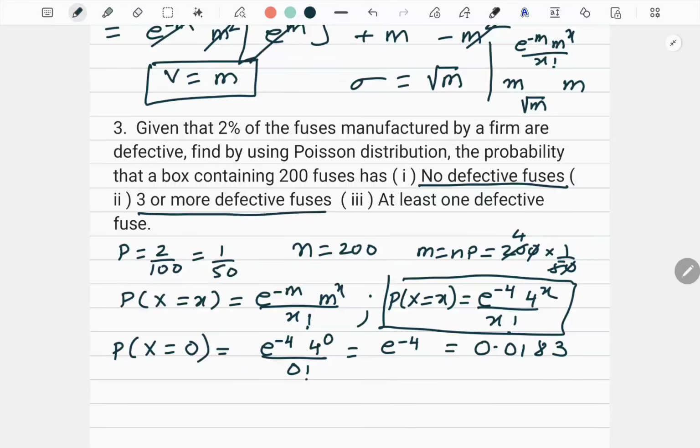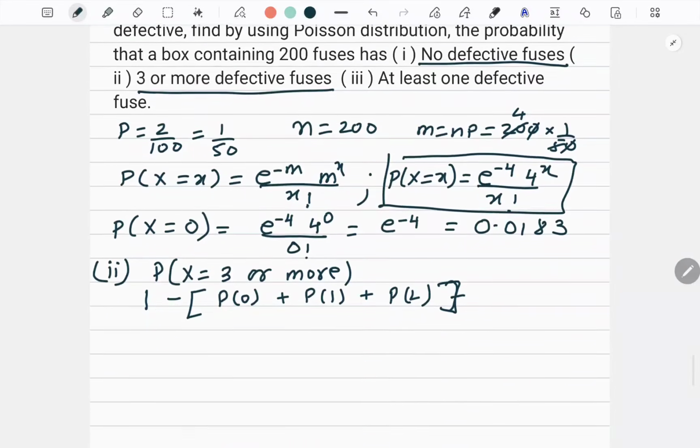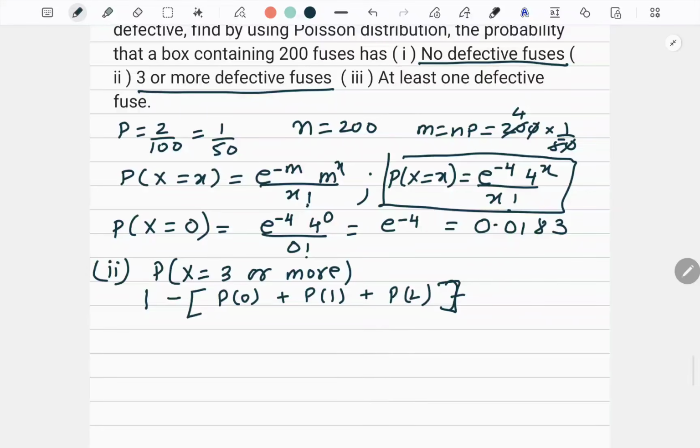Now go to the next question. The next question is 3 or more defective fuses. Now understand this carefully. I am saying probability for x is equal to 3 or more. Means 3 plus 4 plus 5 plus 6 up to 200. So obviously that much I can't do. So what you have to do? 1 minus what I don't want. I don't want 0. I don't want 1. I don't want 2. And I want 3. So I don't want till 2. So my answer will be 1 minus p of 0, 1 and 2.